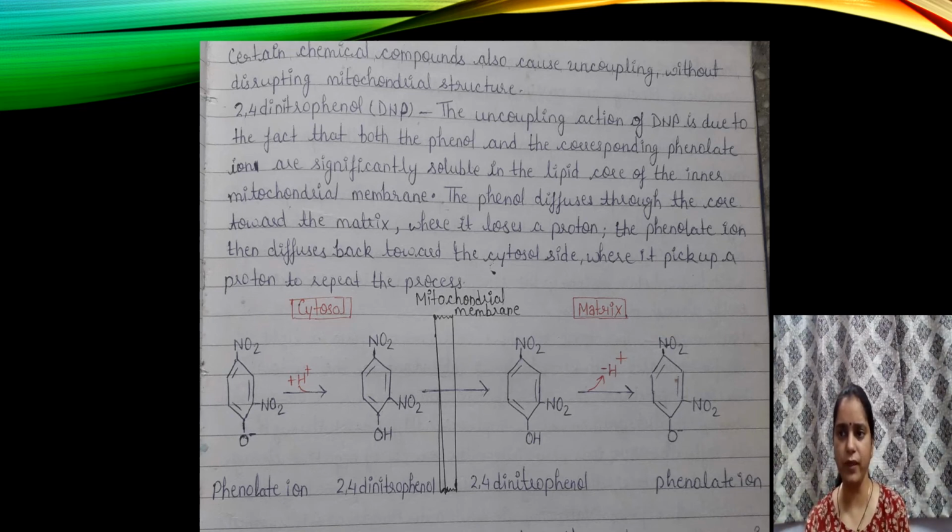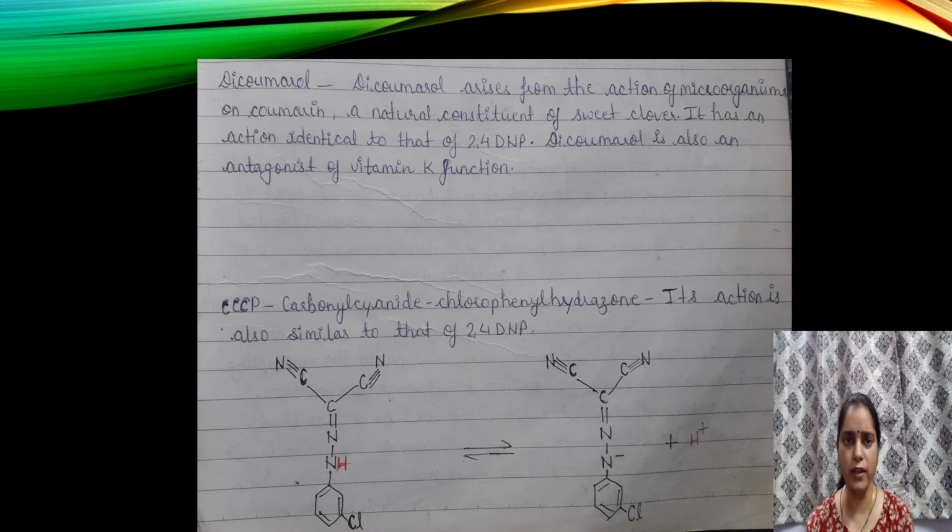Okay. Now, the next example of an uncoupler is dicumarol. Dicumarol arises from the action of microorganisms on coumarin. What is coumarin? Coumarin is a natural constituent of sweet clover. Its action is identical to that of 2,4-DNP, and dicumarol is also an antagonist of vitamin K function. Then the next uncoupler is triple CP, the full form of which is carbonyl cyanide chlorophenyl hydrazone. Its action is also similar to that of 2,4-dinitrophenol.